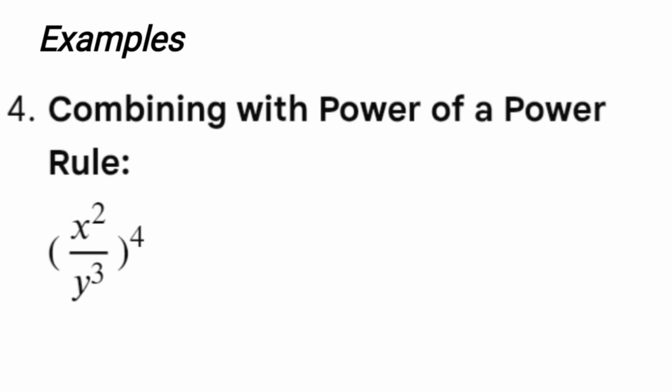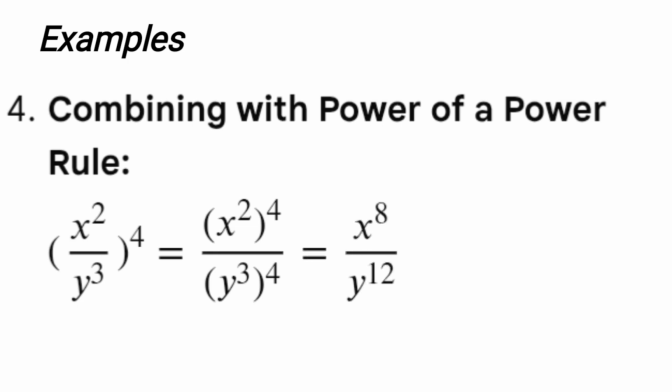We have combining with the power over power rule. Quantity x squared over y cube raised to the power 4 is equal to x squared raised to the power 4 over y cube raised to the power 4. Multiply the exponents. So we have 2 times 4 is 8 and 3 times 4 is 12. So x to the power 8 over y to the power 12.